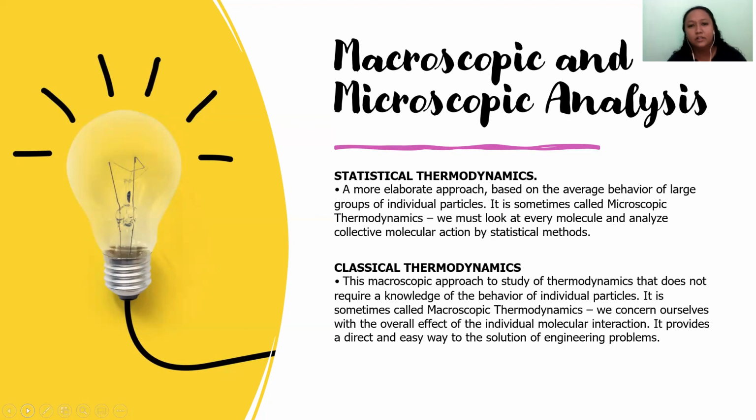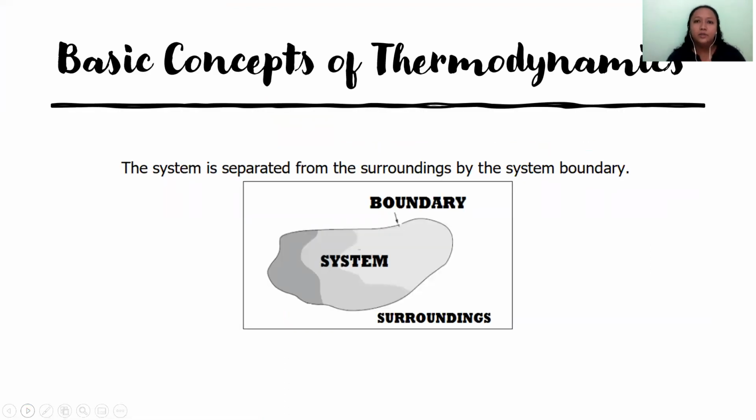Okay, so here in our subjects, the classical thermodynamics is more likely implied or used. Okay, so what is the basic concept of thermodynamics? So here you can see is the image wherein there is a system that is separated from the surroundings by the system boundary. So tatlo yung class. The basic concept, ulitin ko lang, we have the system that is separated from the surroundings.